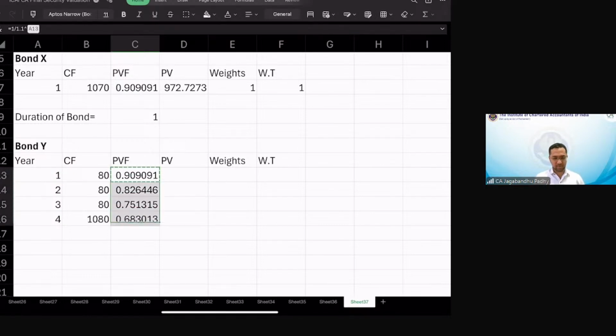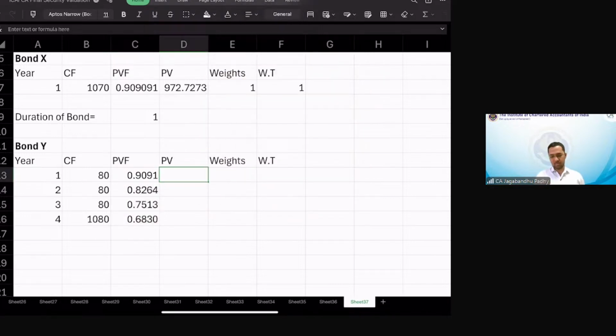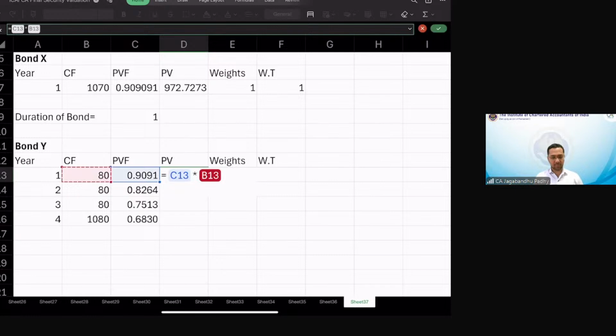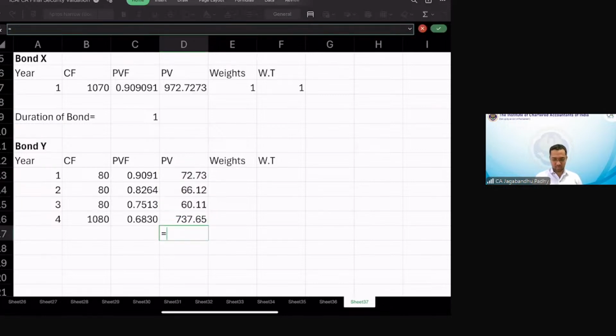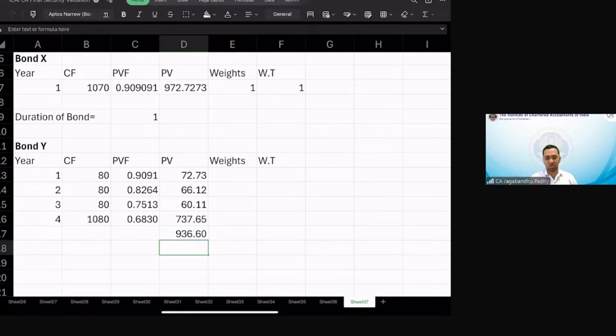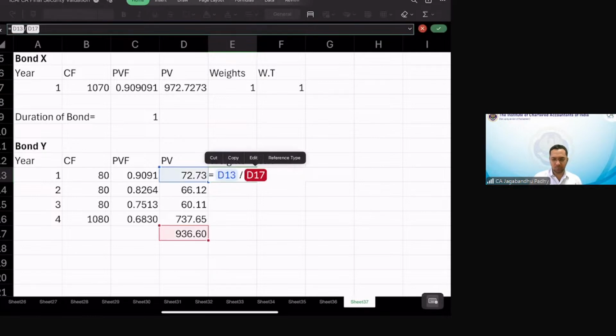Those PV factors are then multiplied with the cash flows to arrive at the PVs. So that gives us the current value of the bond to be 936. And then we compute the weights, so PV divided by the total value.